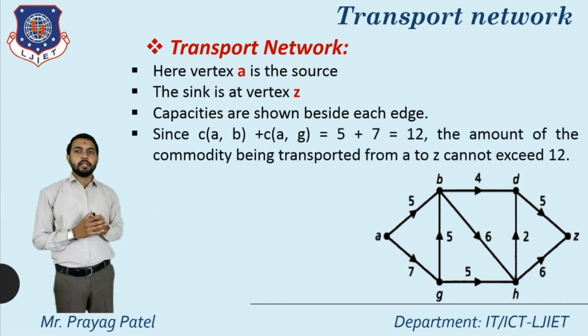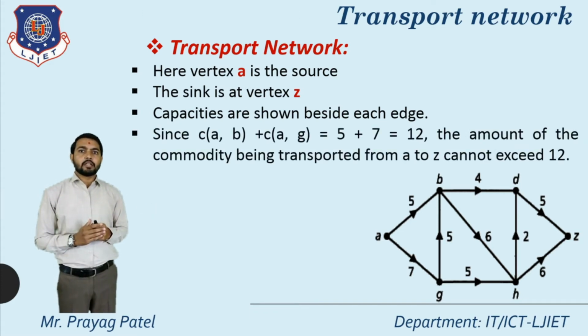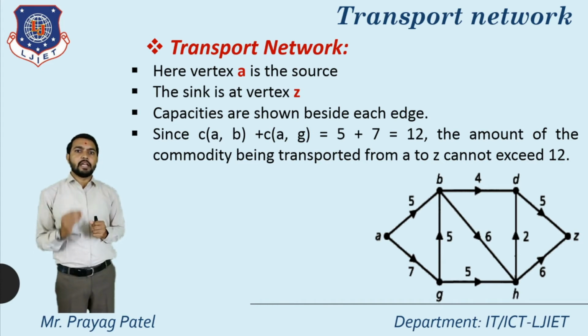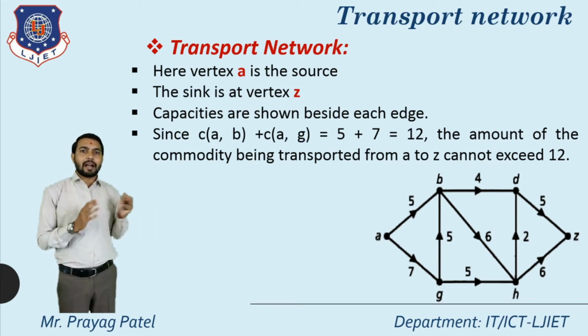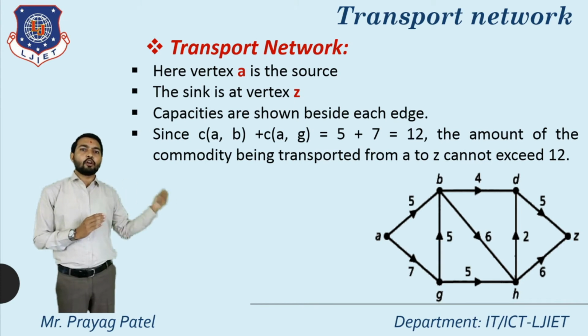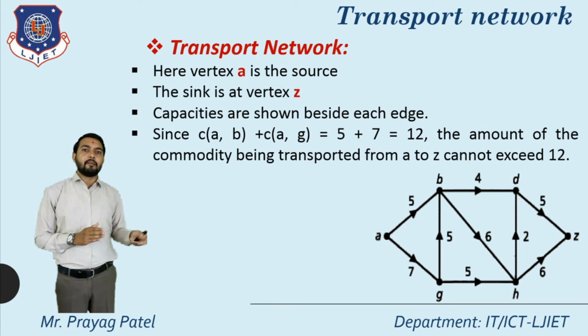Now see here, C of AB plus C of AG equals 5 plus 7. So from the source node we have two options. The first option is A to B and the second option is A to G. So the addition of these two is 12. The amount of water transferred from A to your destination node is a maximum of 12, not greater than 12.